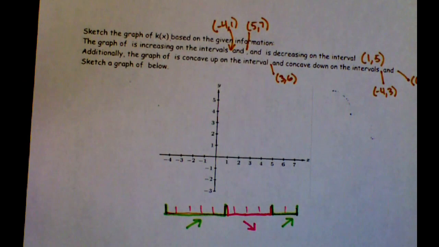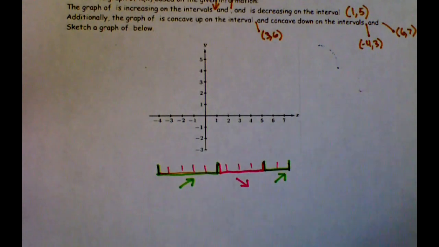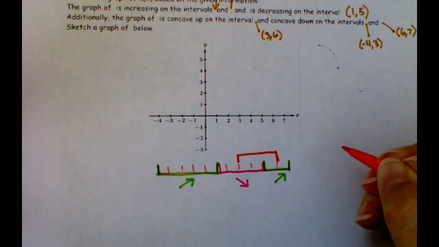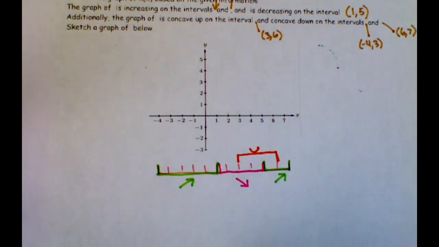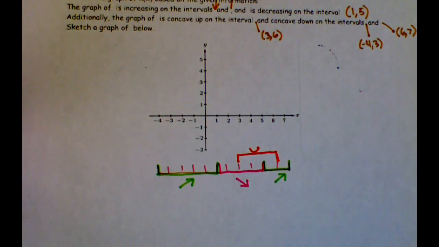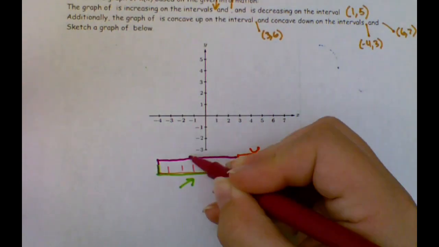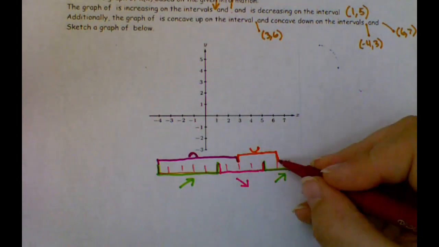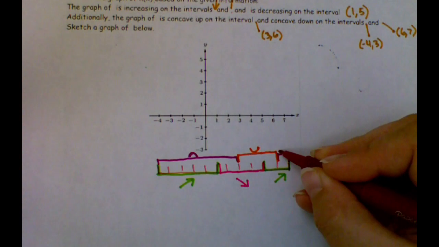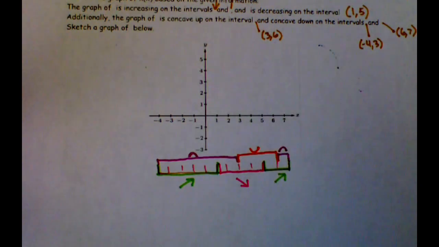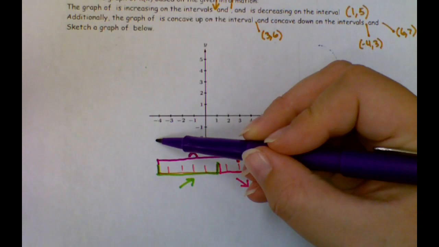All right? For concavity, 3 to 6, we are concave up, like that. And then negative 4 to 3, we are concave down. And 6 to 7, we are also concave down. So now we have to try to put all that together. So all right, I'm concave down, so my graph is kind of going downward, but I'm also increasing. So my graph starts off going like this.